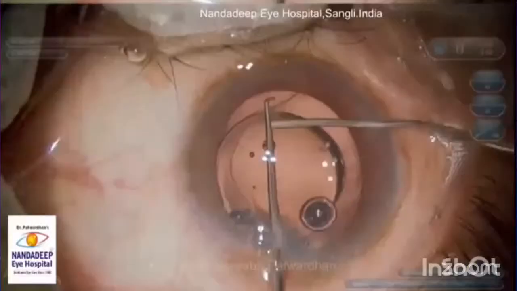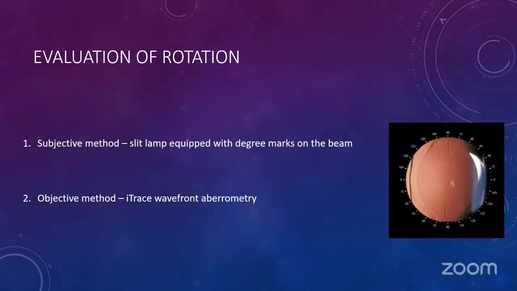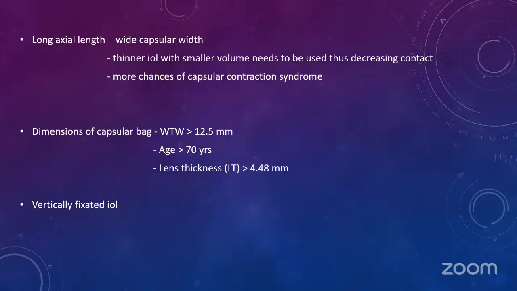So if the white to white is more than 12.5 mm, it is a risk factor. Age more than 70 years is a risk factor. However, no particular conclusive studies were found to be related to the age of the patient. And the lens thickness, if it is more than 4.48 mm, is also a risk factor. And also, if the IOL is vertically fixated, that is 6 to 12 o'clock, there are more chances of rotation.